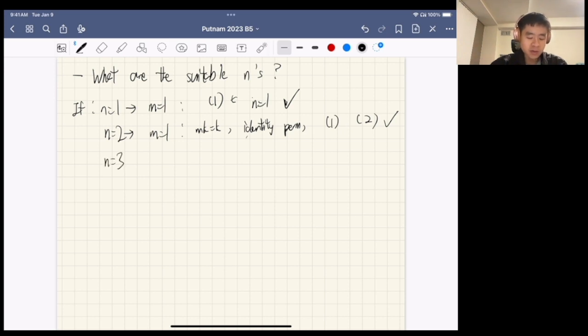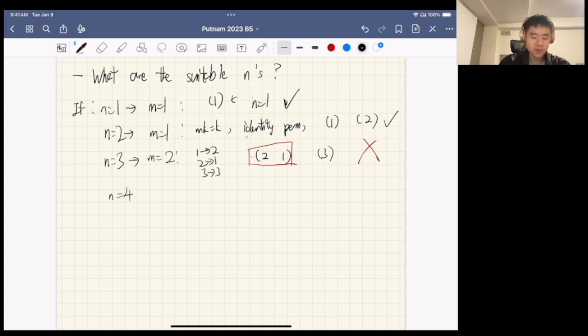Now n equals 3. We are not going to try m equals 1 anymore because it's just going to be the identity. So let's do m equals 2. When m equals 2, you see that 1 becomes 2, 2 becomes 1, 3 becomes 3. So you basically get this cycle. Now see that we only have one cycle of length 2. So this is a no.